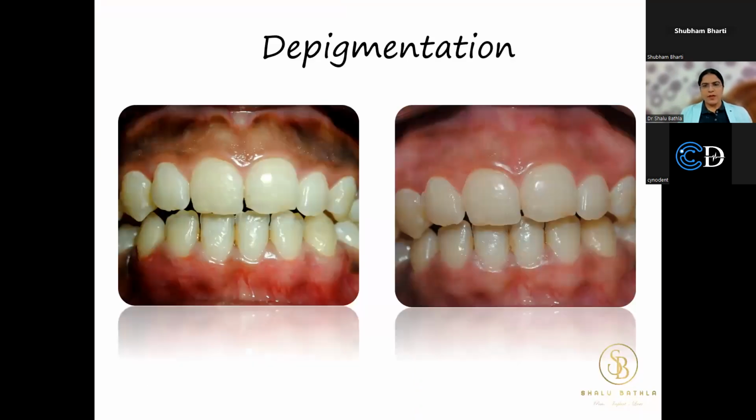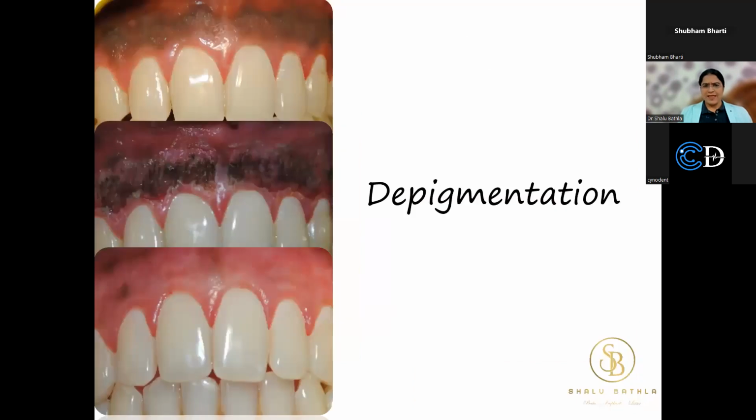Another case of depigmentation. You have to use light strokes, and yes, with lasers, the recurrence rate is really very low. The pigments recur after a long time, it may come after years altogether. And in some cases it doesn't recur at all, but if it does, it's after years.